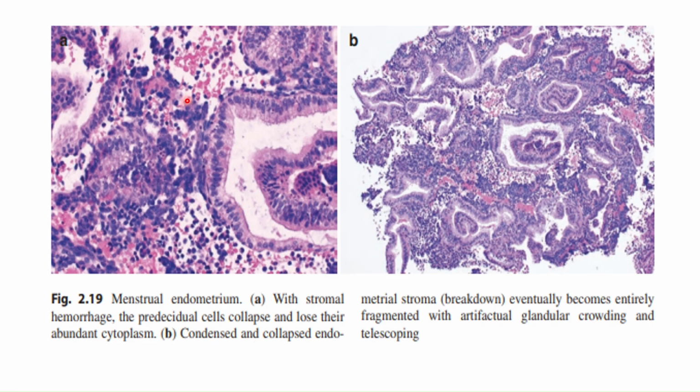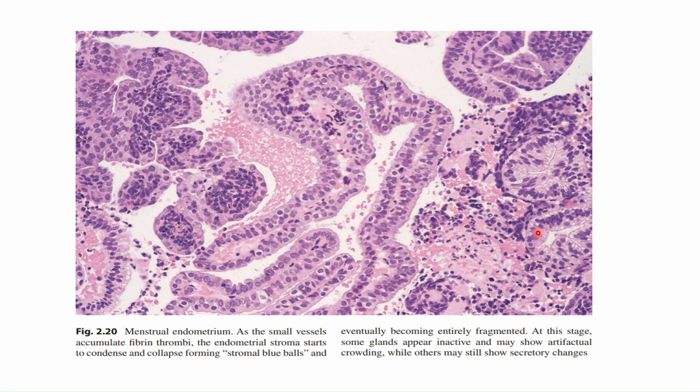Menstrual endometrium, severe stromal hemorrhage is present, decidual cells collapse and lose their cytoplasm. So you can see only nuclear groups, hemorrhage, and condensed and collapsed stroma. So it is called stromal breakdown, and some artifactual glandular crowding and telescoping. So these are the changes suggesting menstrual endometrium.